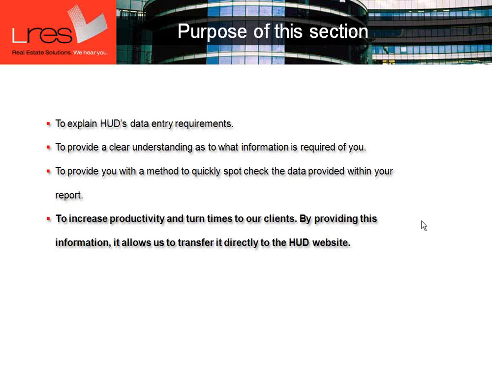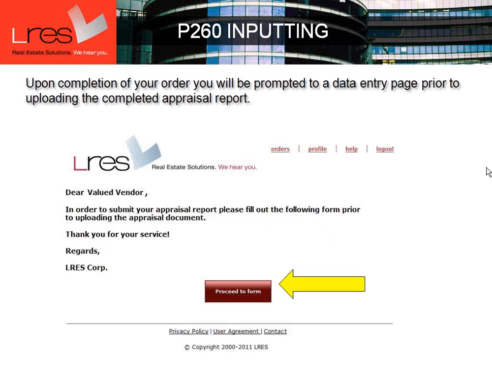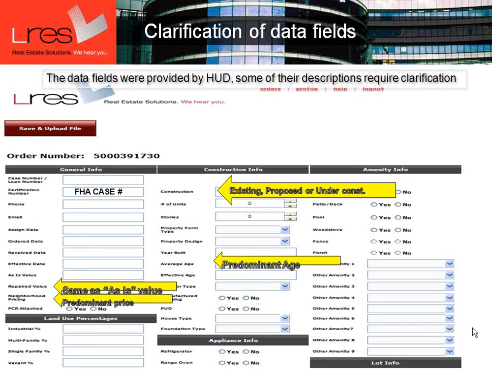And what we're going to do in this section, this is a real brief section, and we're going to explain what the requirements are, how to fill out the fields, and again, this is to increase the overall productivity to our clients, as we can take your information and automatically shoot it to HUD system without any retyping. This is the screen you're going to see when you go to upload your appraisal report. It basically is going to prompt you to the data entry screen, and the data entry screen is just a reiteration of what you've already entered in your report, and it's outlined here.